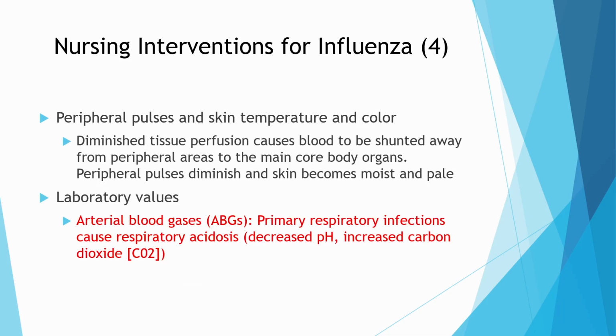Peripheral pulses and skin temperature and color. Diminished tissue perfusion causes blood to be shunted away from peripheral areas to the main core body organs, so peripheral pulses will diminish and skin will become moist and pale. And then laboratory values. Ladies and gentlemen, please take note right now: arterial blood gas. Primary respiratory infections will cause respiratory acidosis. During respiratory acidosis, there is a decreased pH, increased carbon dioxide level.